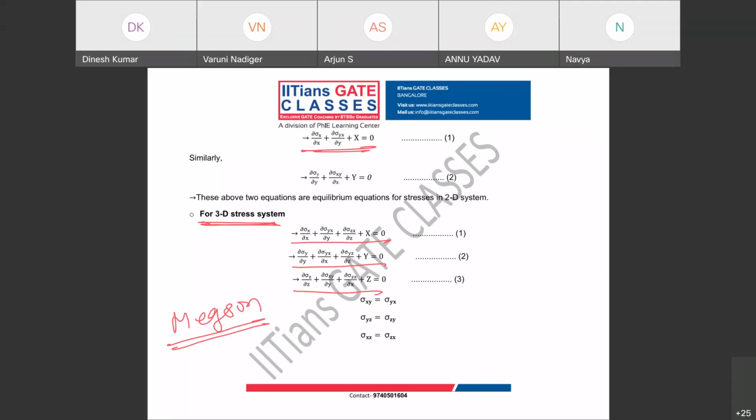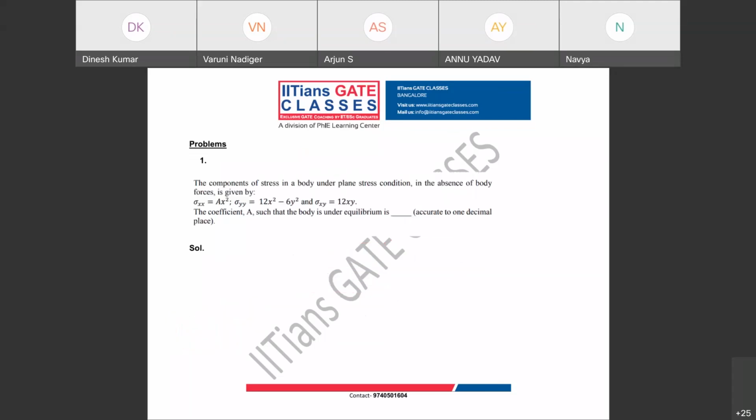Okay, sir. Now come to your previous year's GATE question. It was asked in a previous year. Read this question: the components of stress in a body under plane stress condition in the absence of body force are given by sigma xx is ax square, sigma yy is 12x square minus 6y square, and sigma xy equals 12xy.